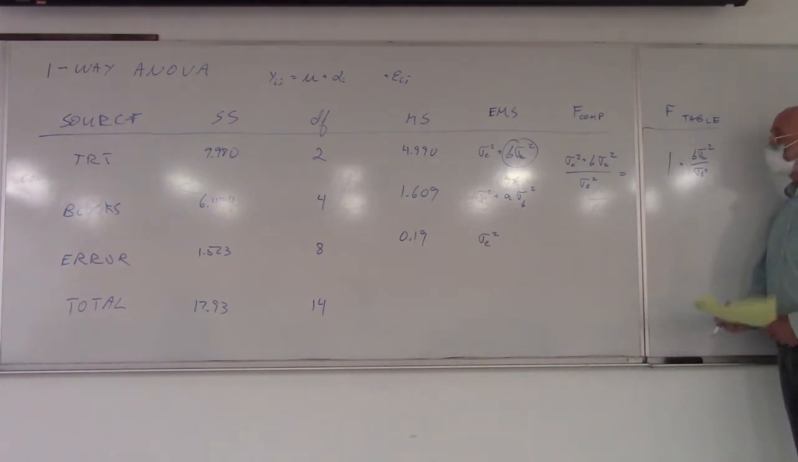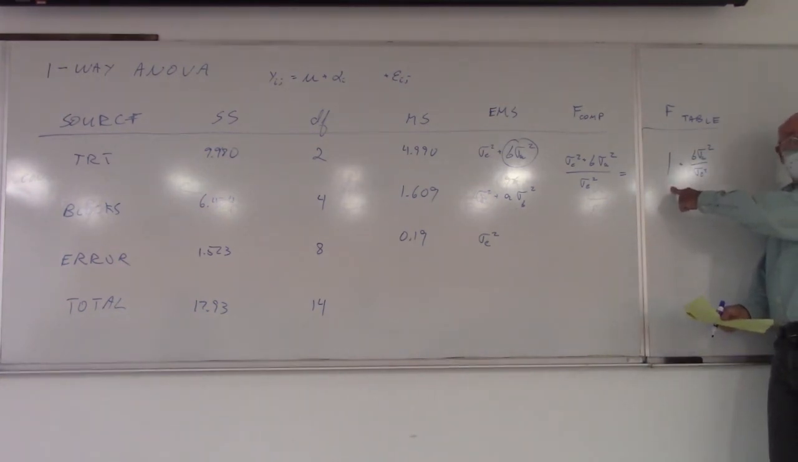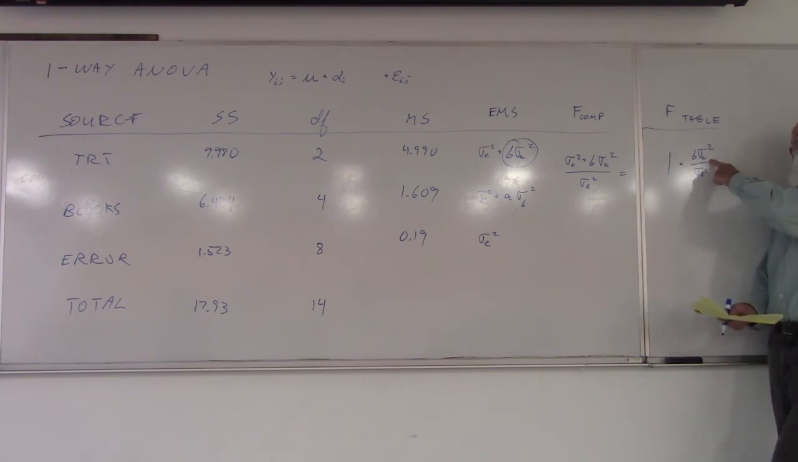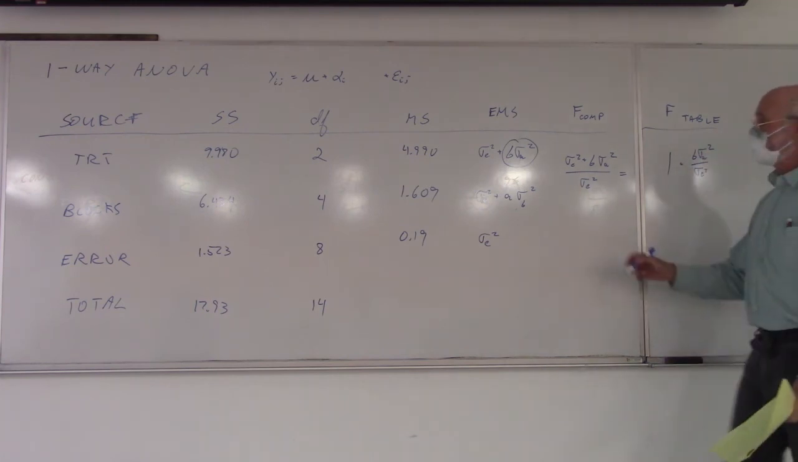We know theoretically that the F is going to be 1 as its minimum. So if this is bigger than 1, if sigma A is non-zero, if it's anything other than 0, then this is going to be bigger than 1 and we have a difference. So that's the F test.